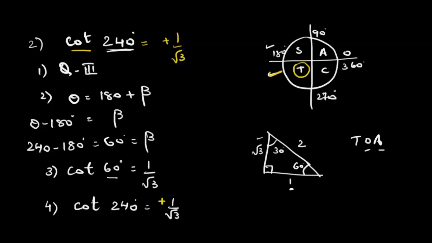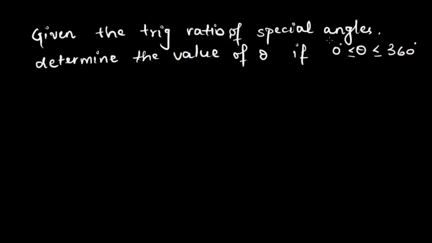This is how we find the trigonometric ratios for angles that lie on the special triangle, as well as for the angles that are greater than 90 degrees and have a connection to the special angles. The examples that we covered asked us to write down the trigonometric ratios. What if we're given a vice versa question? That means, if you're given the trig ratio of special angles and we're asked to determine the value of theta, where theta lies between 0 and 360 degrees, then how do we do such kinds of questions?